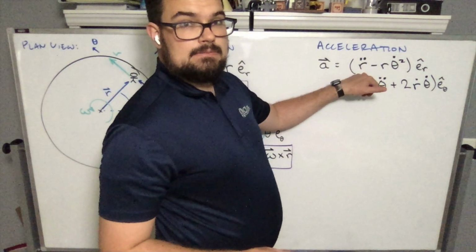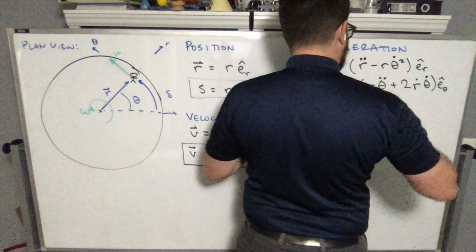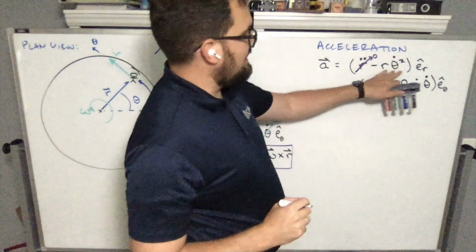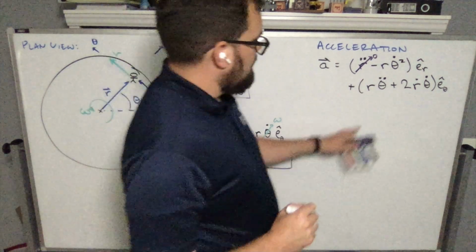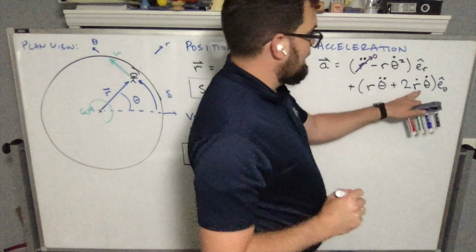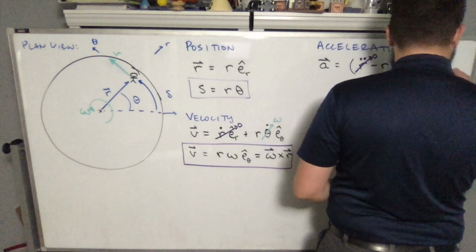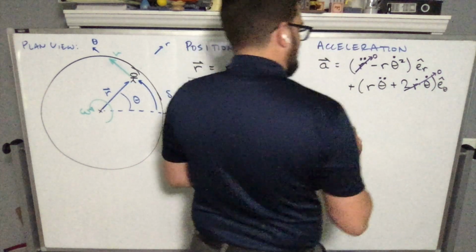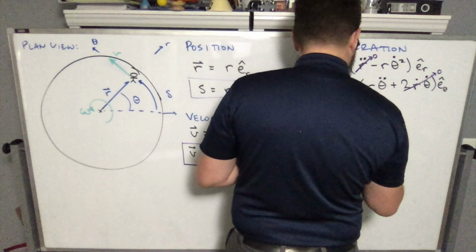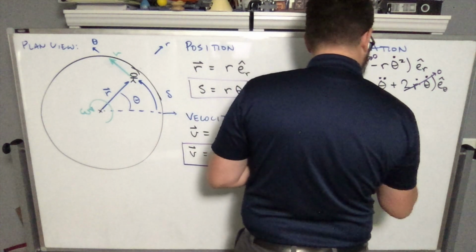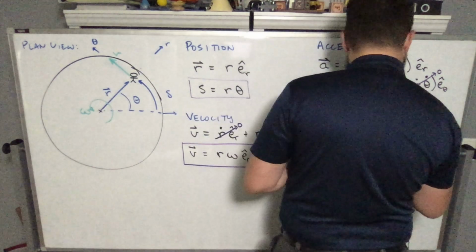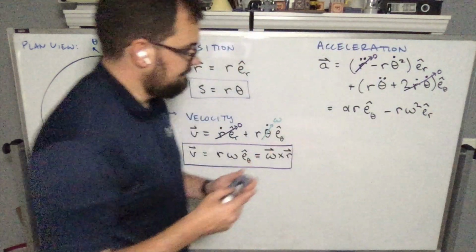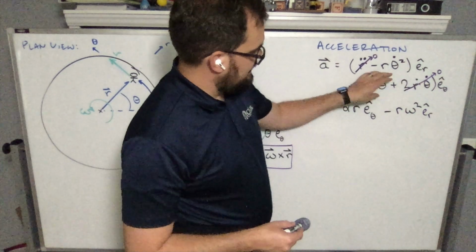r double dot, well, that's going to go to 0, right? As we take the second derivative of a constant, it's still going to be 0. r dot is also 0, theta dot is going to become an omega, and theta double dot is going to become an alpha. So if I put the transverse part first, we'll end up with alpha times r in the transverse direction minus r omega squared in the radial direction. So this term goes here, and this term goes here.